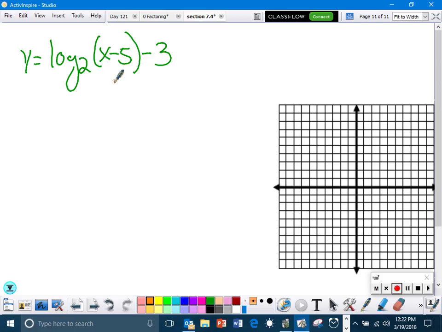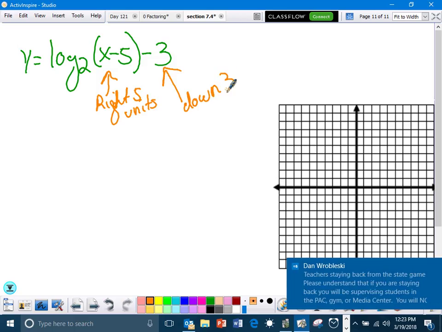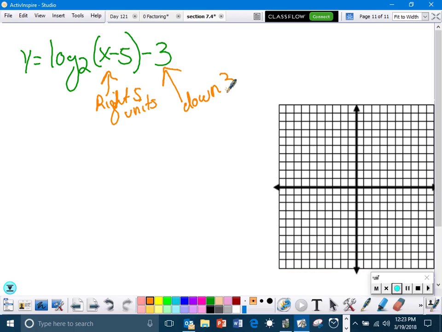Okay, what is that telling me? That tells me I'm going to go right 5 units and down 3. Well, first of all, my vertical is going to be at 5. 1, 2, 3, 4, 5. So my vertical is going to be right here.